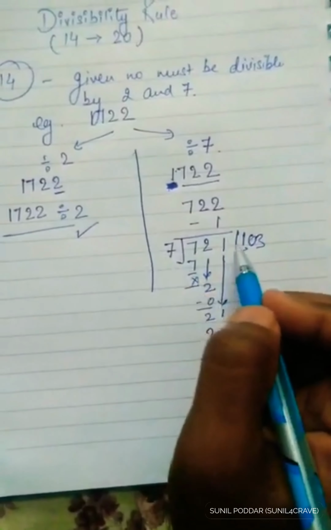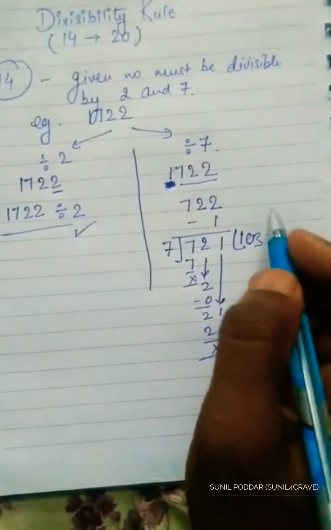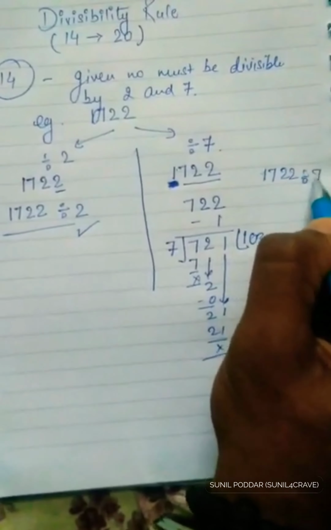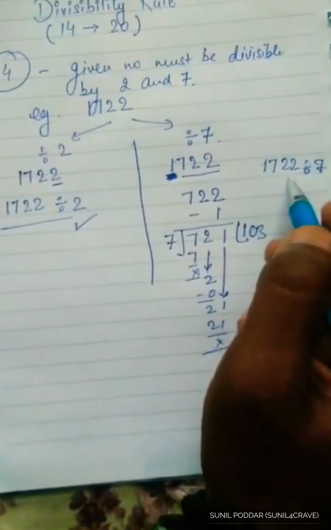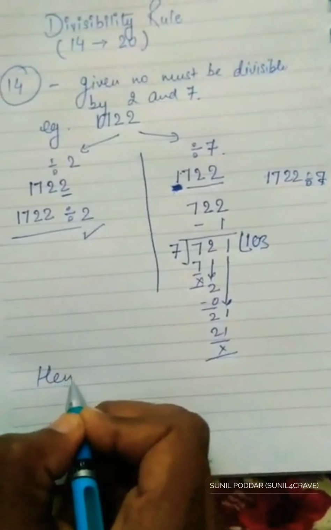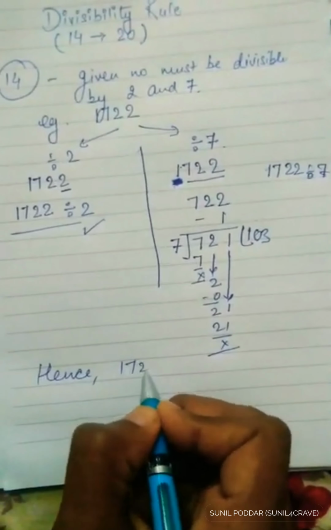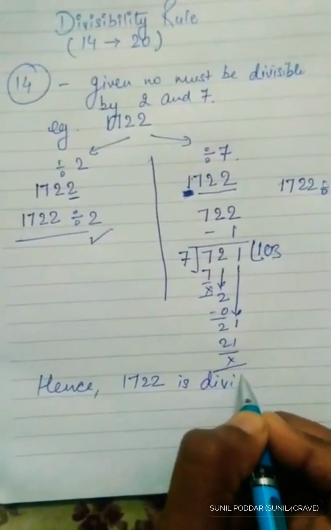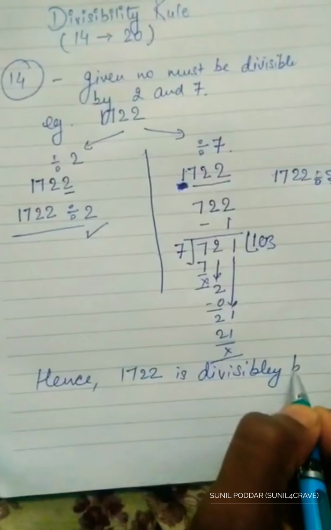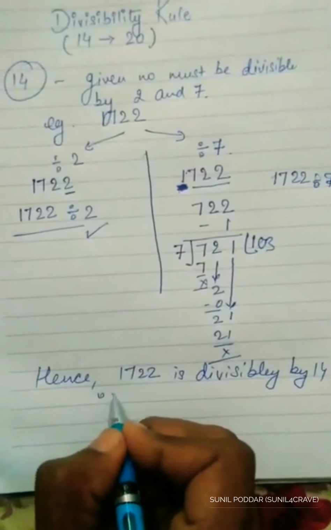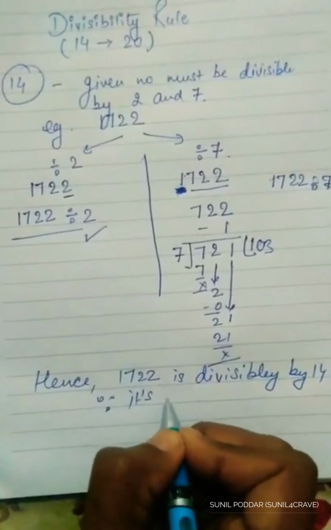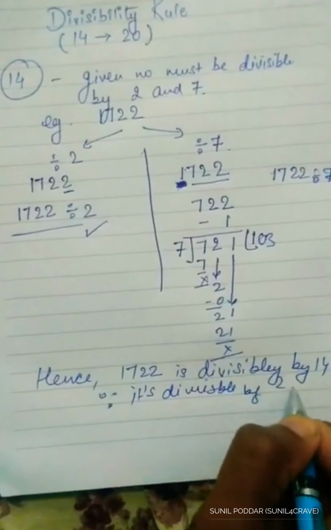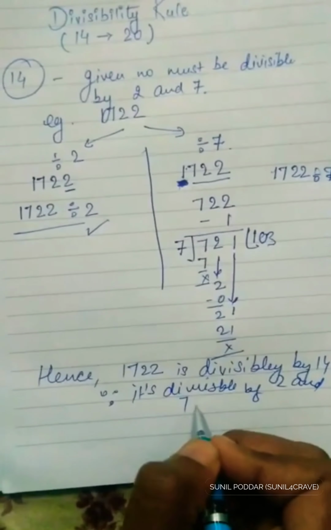So it is completely gone in 103. So 1722 is completely divisible by 7 also. Hence 1722 is divisible by 14 because it is divisible by 2 and 7.